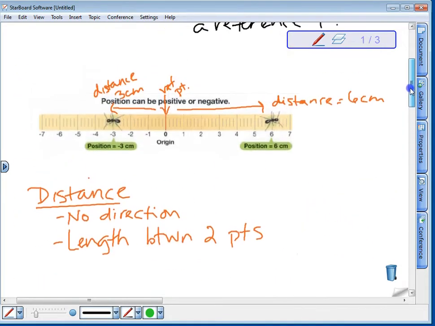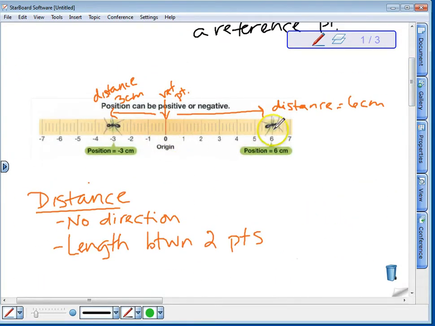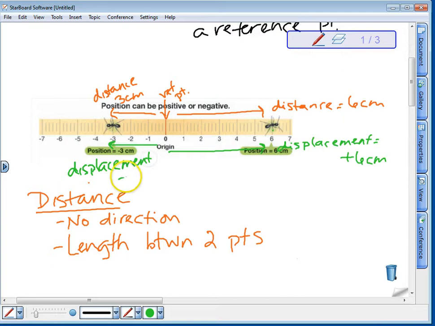Okay, so when we go back up here to our ant, when we look at this ant's displacement, it is not just 6, it's positive 6 centimeters. And this ant's displacement is not just 3, but negative 3 centimeters.